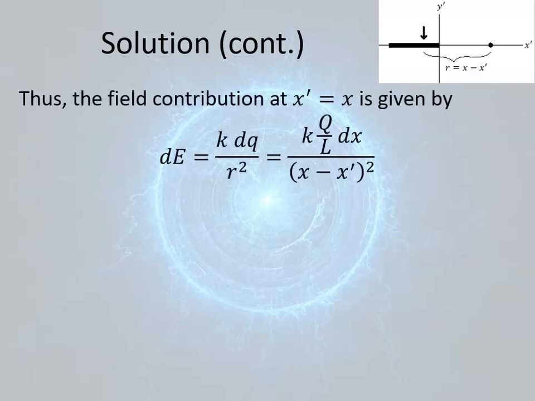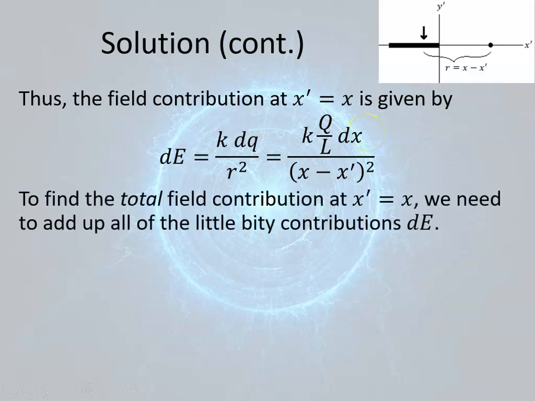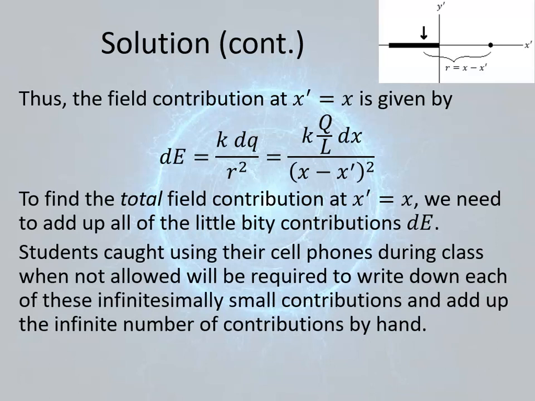Well, we know the electric field due to a point charge. It's kq over r squared. So the little bitty electric field due to a little bitty point charge dq is going to be k dq over r squared, where r again is x minus x prime. And dq was lambda dx, or well, better yet, lambda dx prime. That should be called an x prime right there. So Q over L dx prime. So then we're going to add all of these things up using an integral.